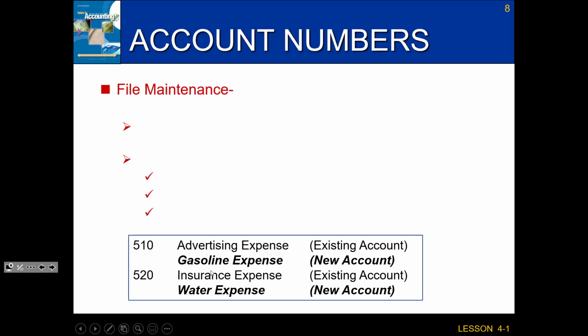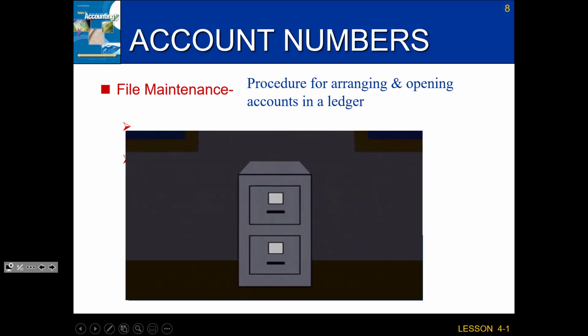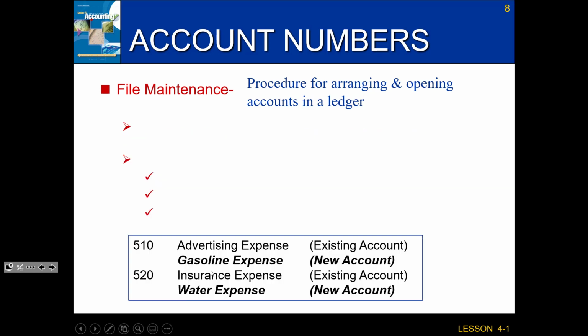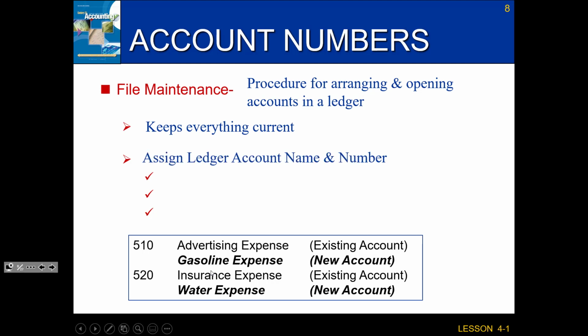division. So the actual vocab word for assigning account numbers and arranging and opening these accounts is file maintenance. So file maintenance is the organization of all of our accounts in a ledger. And let's say we've been going along in our business and all of a sudden we have a new account that we need to open. That's also considered file maintenance. So it keeps everything current and up to date in terms of our accounts. And all it is, again, is assigning the ledger account name and the number.